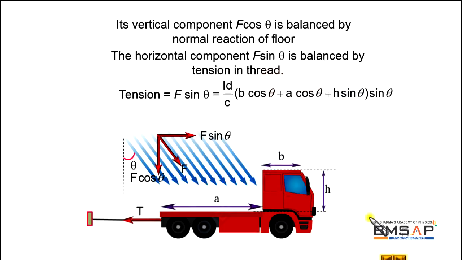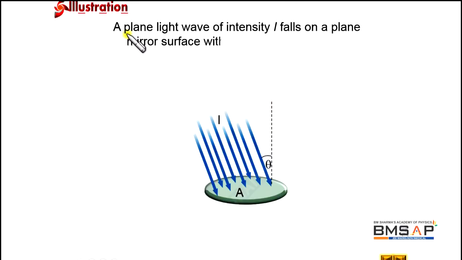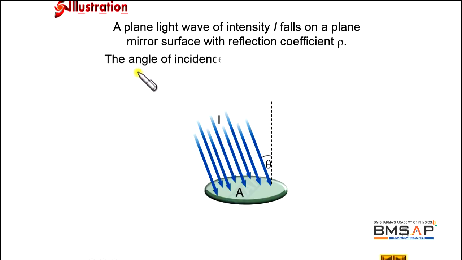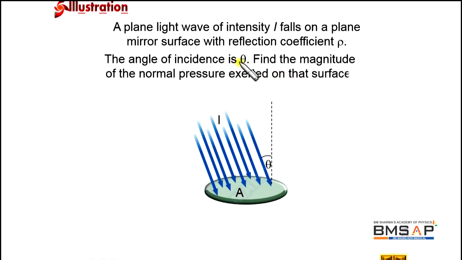Okay. Let us take one more illustration. In this illustration, it is given that a plane light wave of intensity capital I falls on a plane mirror surface of area capital A with reflection coefficient rho. Reflection coefficient means the fraction of the radiation that is reflected. This is given as rho. Okay. In the next part of the question, it is given that the angle of incidence is theta, that is, the angle made by a ray with the normal to the surface is theta, and here we need to calculate the magnitude of the normal pressure exerted on the surface, right.